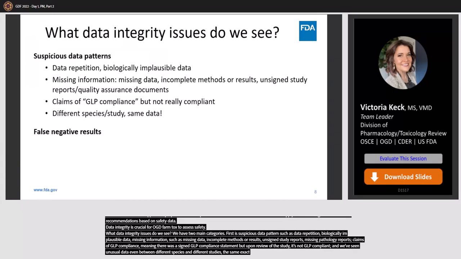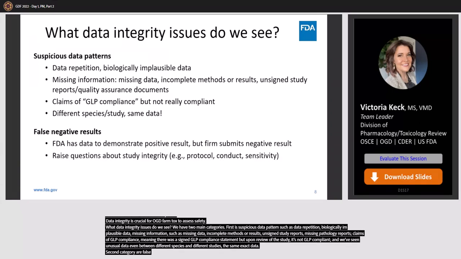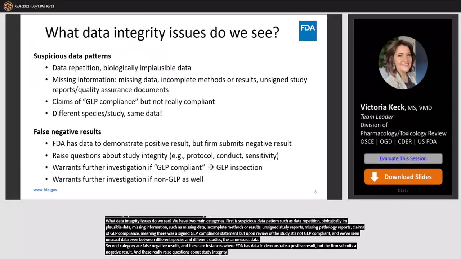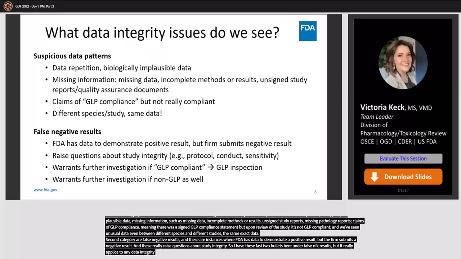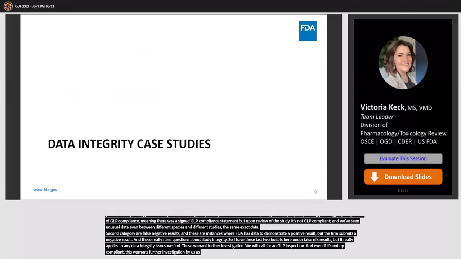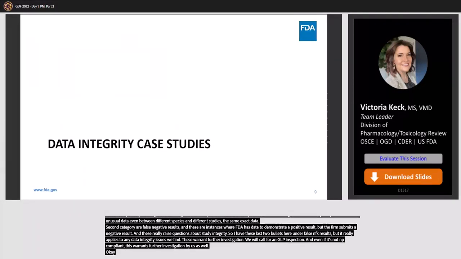The second category are false negative results, and these are instances where FDA has data to demonstrate a positive result, but the firm submits a negative result. And these really raise questions about study integrity. So I have these last two bullets here under false negative results, but it really applies to any data integrity issue that we find. These warrant further investigation. If it's GLP compliant, we will call for a GLP inspection. And even if it's not GLP compliant, this warrants further investigation by us as well. Okay, time to dig into our data integrity case studies.